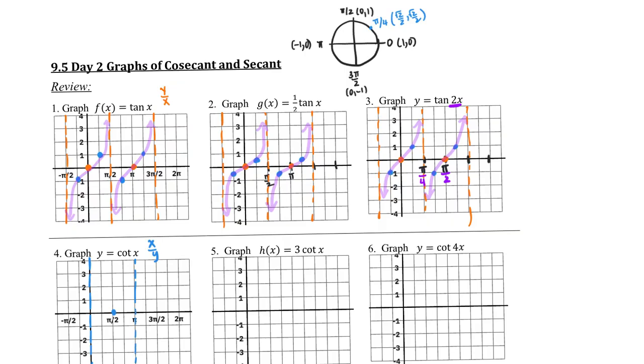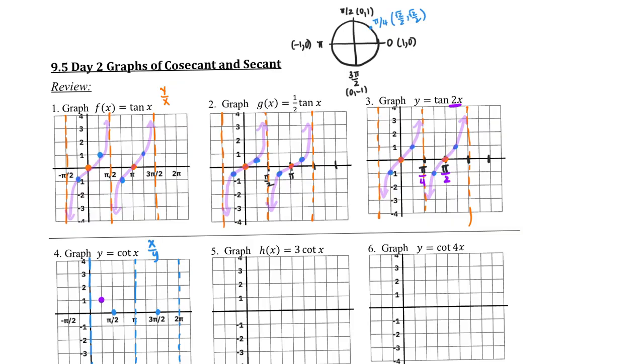Asymptote, 0, asymptote. You only have to do one period of the graph normally, but since I had space, I'm going to do 2. Now I need to figure out which side goes up and down. I use the pi over 4 point. Cotangent of pi over 4 is x divided by y, which is 1. Pi over 4 is between 0 and pi over 2, so between 0 and pi over 2 is going to be 1.